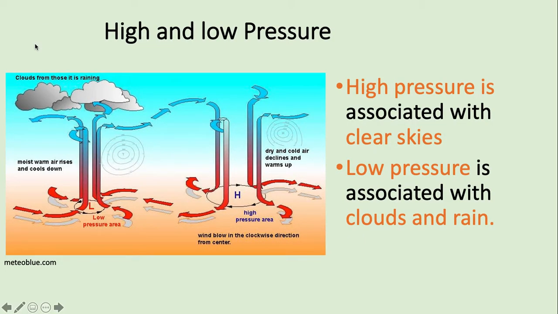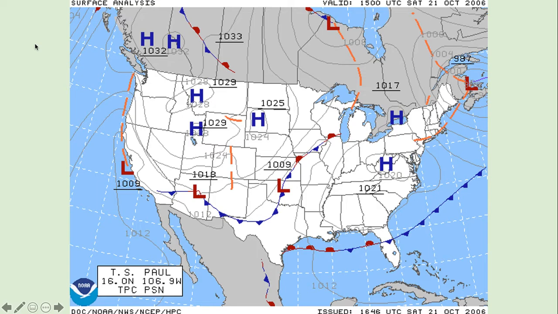High pressure is associated with clear skies, and low pressure is associated with clouds and rain. So for the L's, I think lousy weather. For the highs, I think, hey, how you doing? Let's go outside. It's not raining. So clouds and rain at the L's, clear skies at the H's. So in this map here, you'd expect to find rain in the south and southwest, and clear skies in the northern part of the country and Canada.